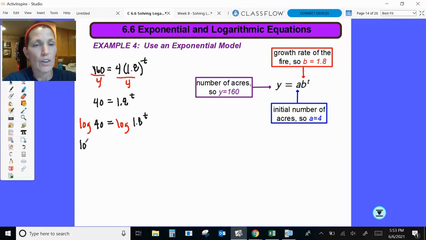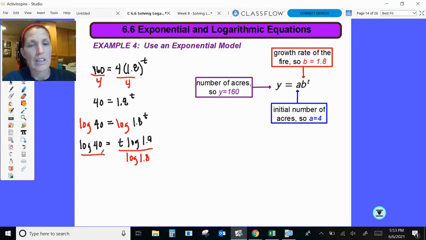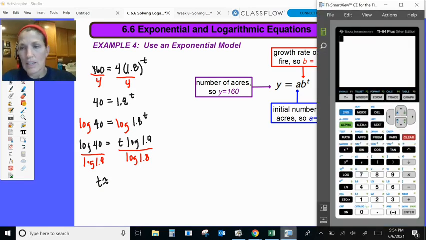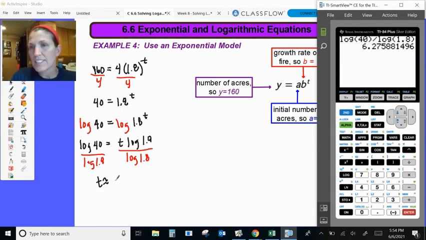Okay, now I can take that t out in front. So I'll have log of 40 equals t times log of 1.8. And now I can isolate that t all by itself, right? So I can divide by log of 1.8. And I'm going to get t is approximately equal to, let's go ahead and pull up my calculator. So I have log of 40 divided by log of 1.8, and we should get about 6.276.